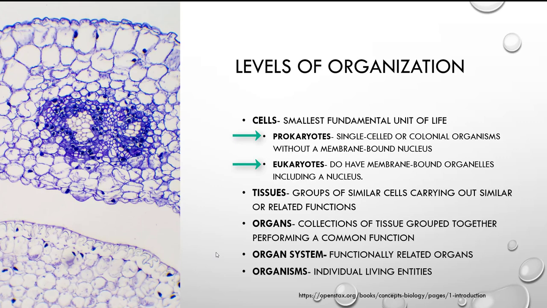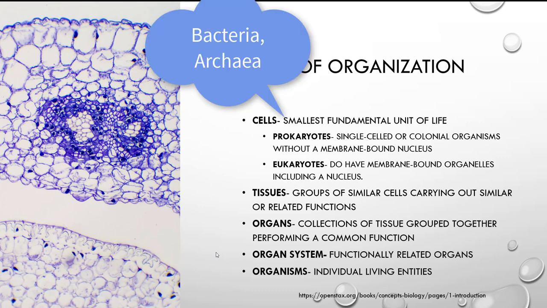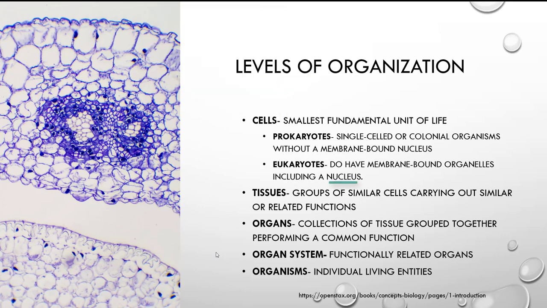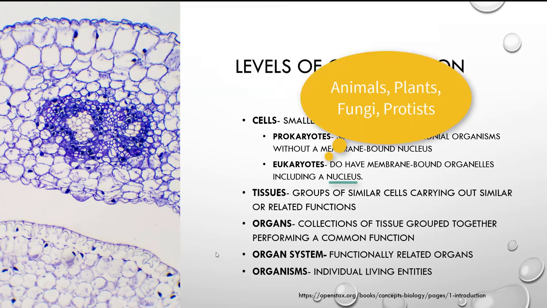And one of the distinguishing characteristics is whether it has a nucleus. Those that don't have a nucleus are called prokaryotes. These are single-celled organisms. They do not have a membrane-bound nucleus. Those would be like bacteria or archaeans. And the cells that do have a nucleus, such as animals, fungi, plants, protists, are called eukaryotes.